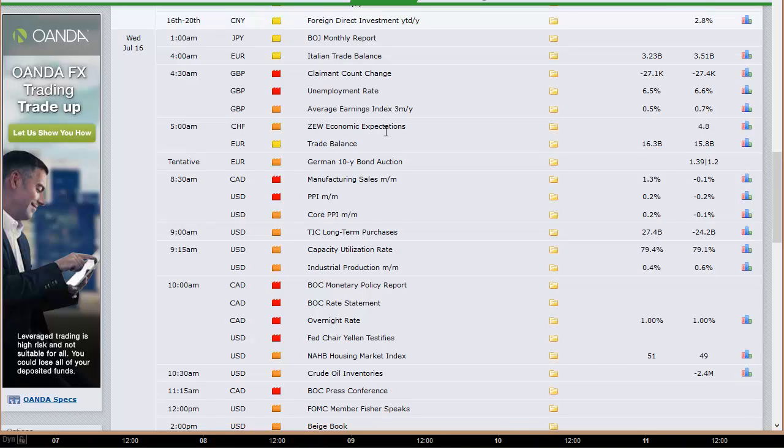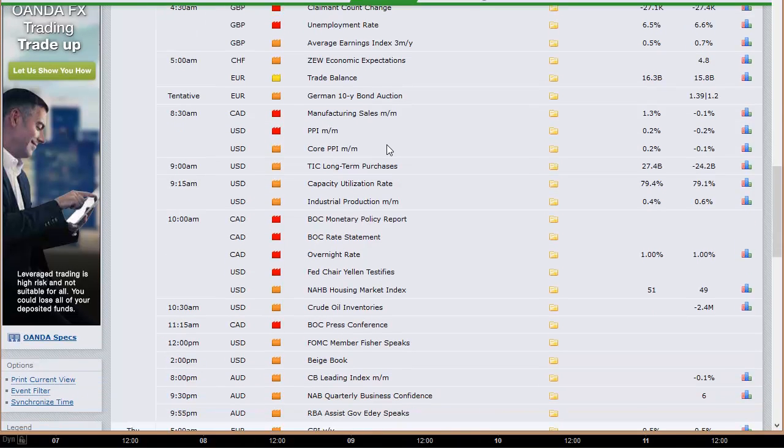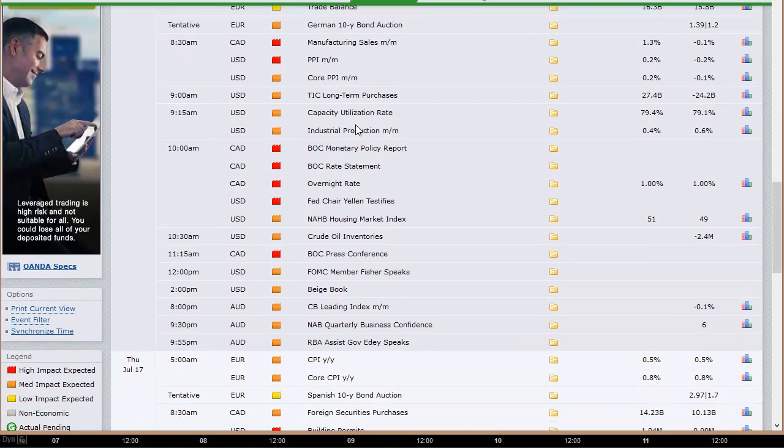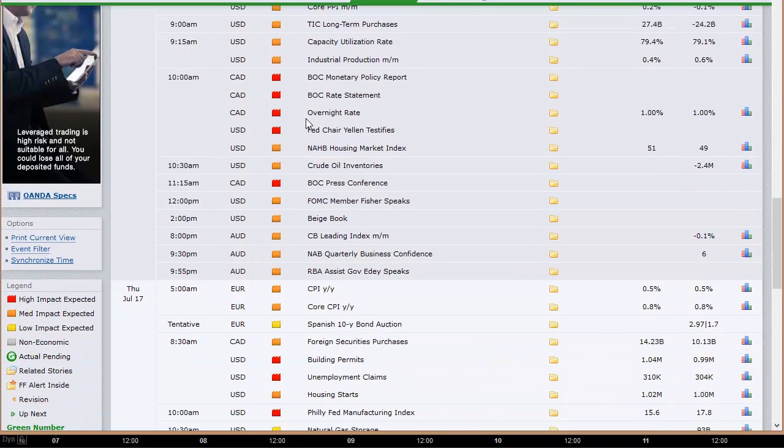Wednesday, Bank of Japan's monthly report, Italian trade balance, and the UK's unemployment rate at 4:30 a.m. Eastern Time on Wednesday. This is trade balance out of Europe, and that's a big one. German 10-year bond auction. Canada that morning has their manufacturing sales, and the U.S. has the PPI, followed by TIC long-term purchases, capacity utilization, and industrial production. All that's before the bell.